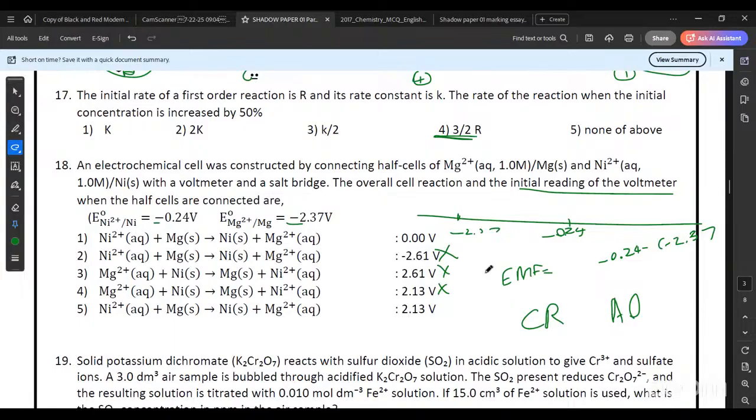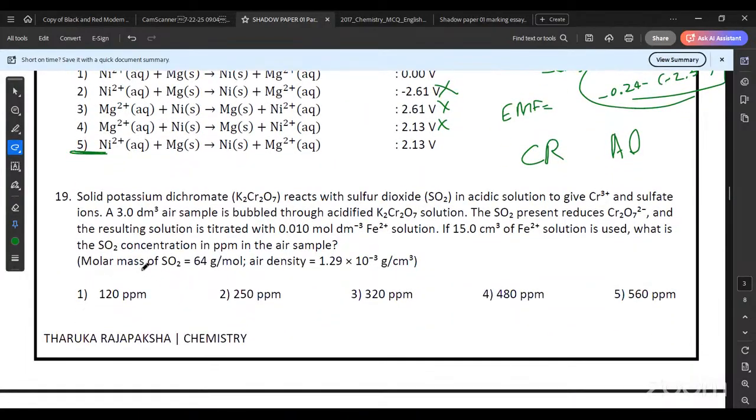Why? People, if the voltmeter reading is negative, what does that mean? It is absorbing current, right? So imagine putting a battery into a remote car and then the battery will absorb all the energy in the remote car. You put a battery to a phone and then the battery will take all the current. That's not working. So it's not possible. So it's not an answer. So negatives can't be there. According to this equation, you will get positive 2.13. Answer is answer number 5.